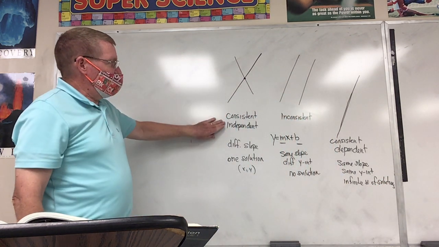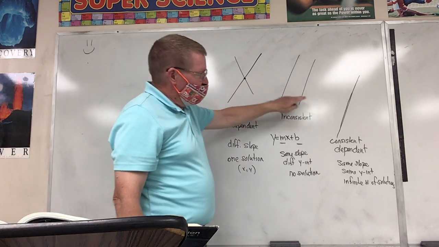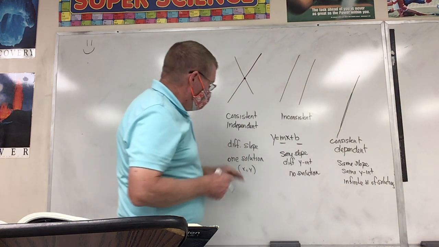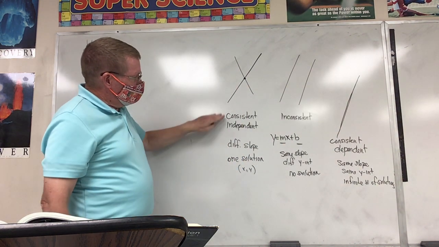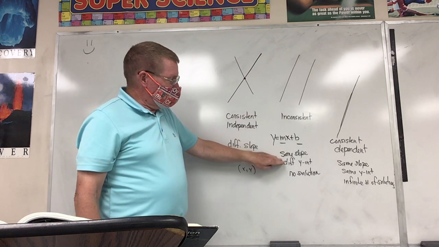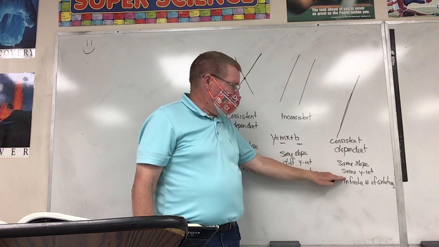So, consistent independent, they intersect at one point. Inconsistent, do not intersect. Consistent dependent, intersect in all the points. Consistent independent, the slopes would be different. Inconsistent, they will have the same slope but different y-intercepts. Consistent dependent, they will have the same slope, same y-intercept.